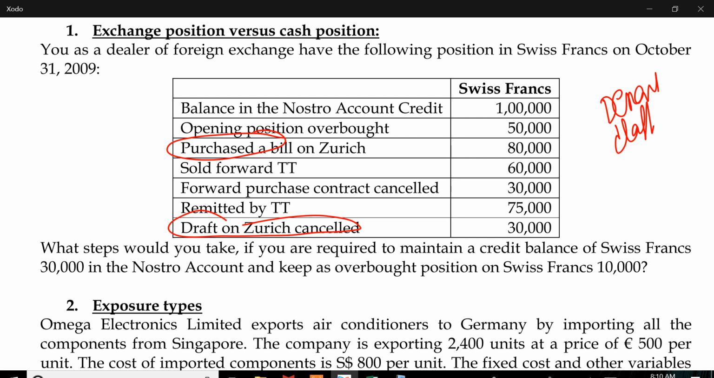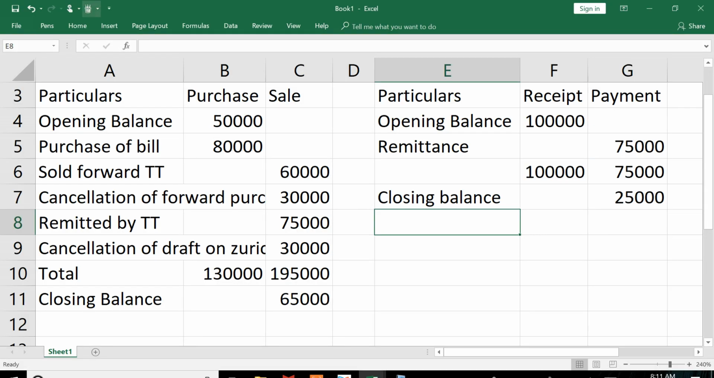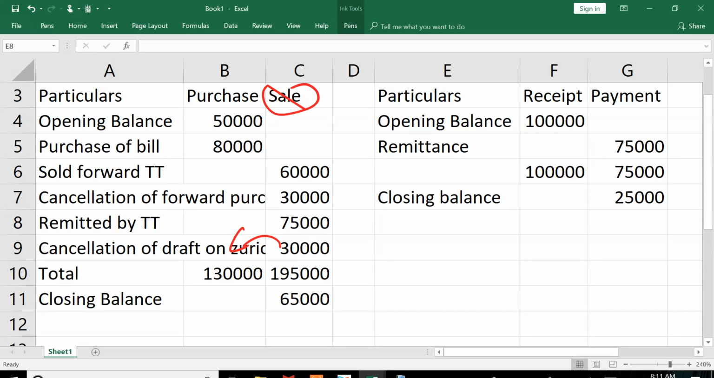Is it an outflow of a foreign currency or an inflow of a foreign currency? It's going to be an outflow of your currency. So it was technically an initial sale transaction, and when you cancel it, it will come here. I'm extremely sorry about it. I took it as a purchase of bill. It is not a bill, it is a draft which is given.